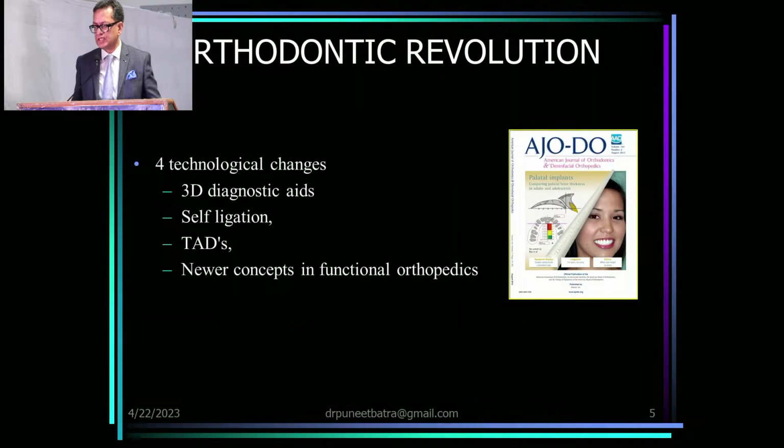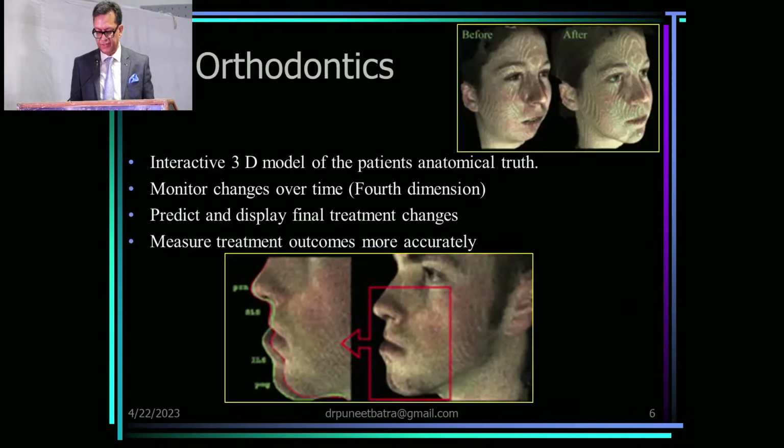Well, genomics is leading how dentistry will be in the next century. And gene-based medicine, bioengineering technology, as well as considerable reconstruction of dental curricula is on the outline. But orthodontics per se has seen a revolution. There are 4 things which have changed the way orthodontics is done across the globe: 3D diagnostic aids, self-ligation, TADs, newer concepts in functional jaw orthopedics.